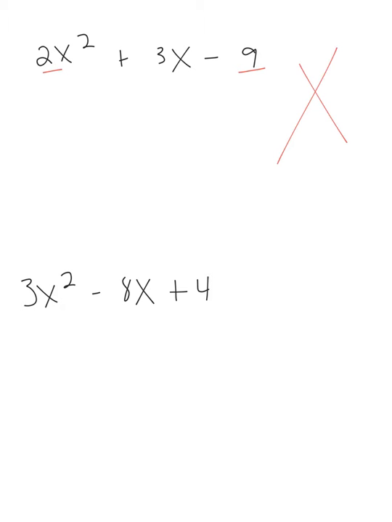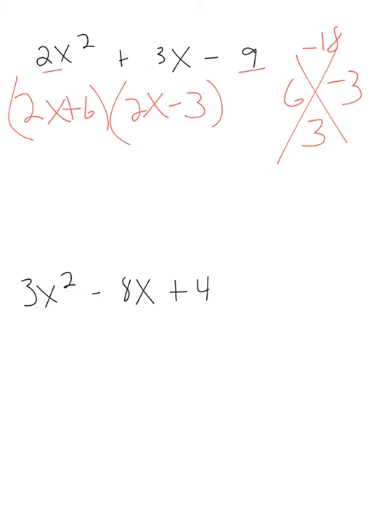2 times negative 9, negative 18, positive 3. 6 times 3 gives you 18. We need a positive 3 sum and a negative product. So we have 6 and negative 3. Simplify here. X plus 3, 2x minus 3.